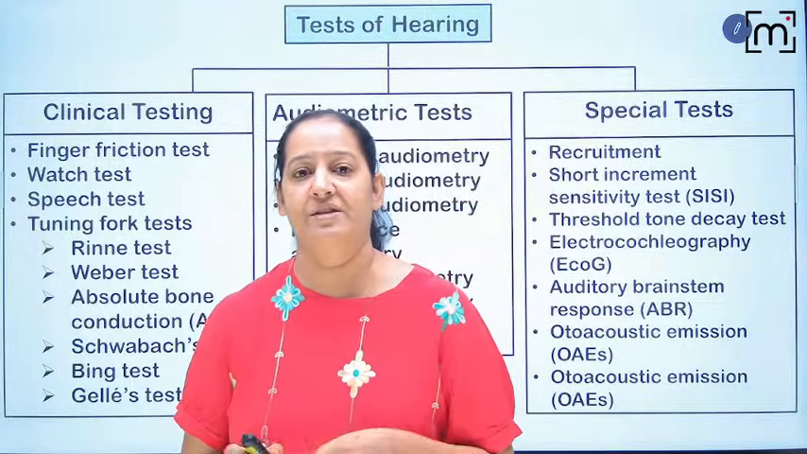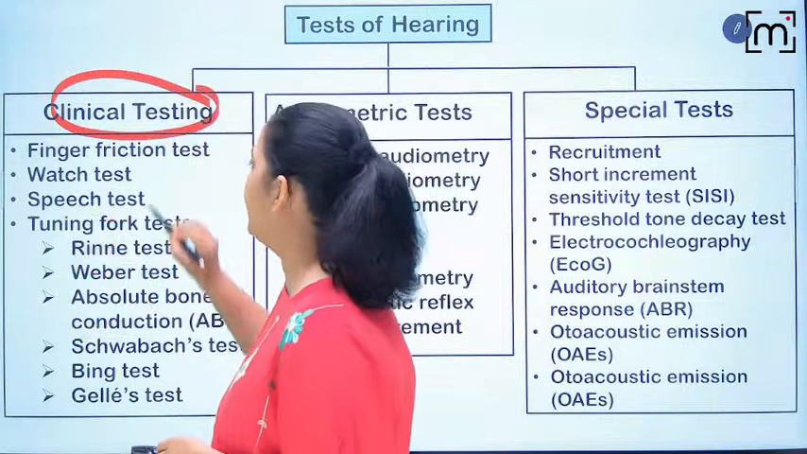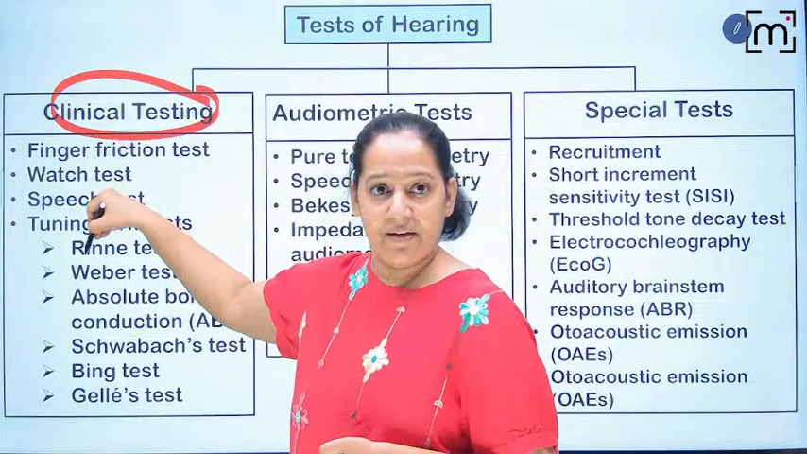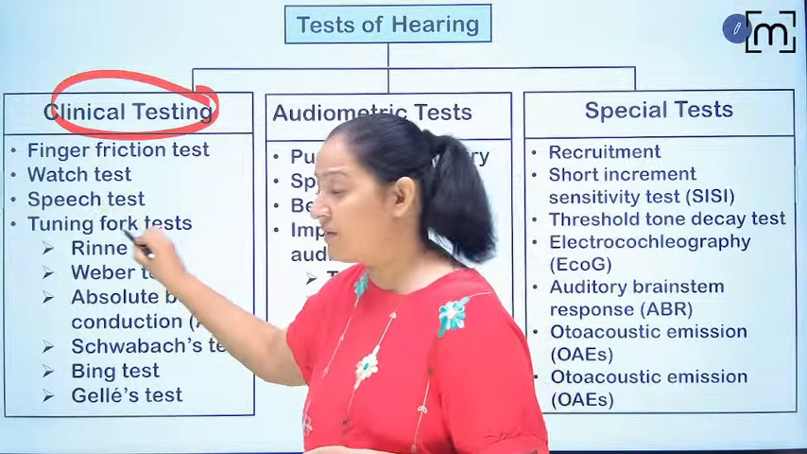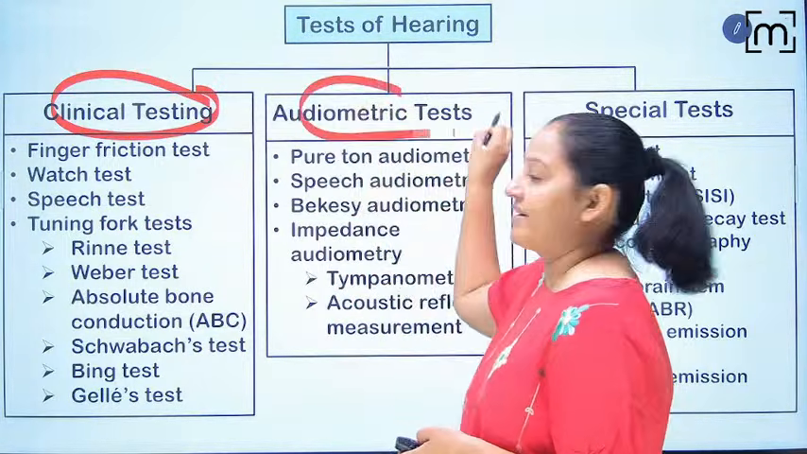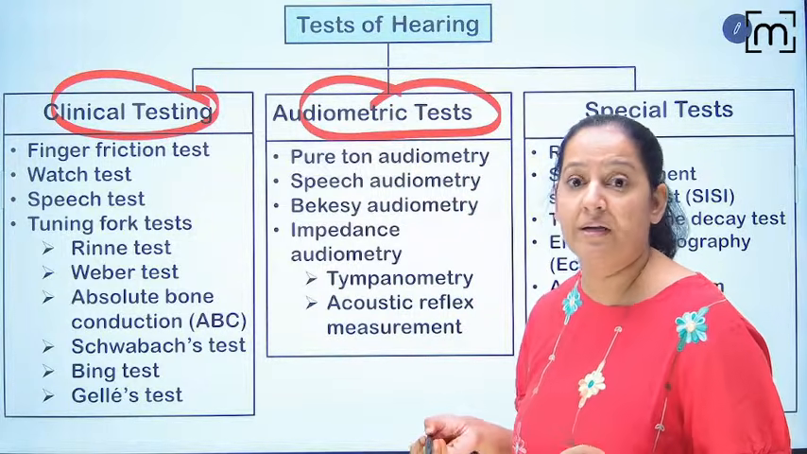We divide the tests into 3 categories. There are certain clinical tests which are very important. You have to learn them. There are 4 types of clinical tests, and I will teach you all 4. The most important among them are the tuning fork tests. The second type are audiometric tests. These are all audiometry. What is audiometry? What is the instrument? How is it performed?